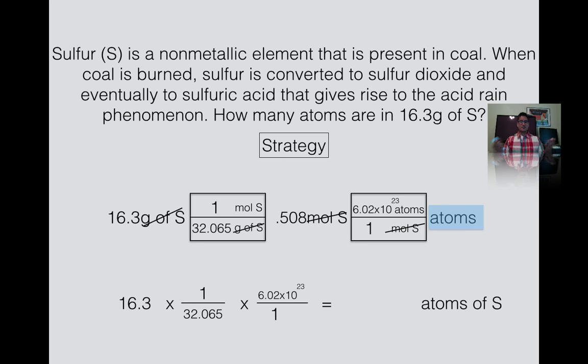All right, so here's the math. Now that I know I'm going to end up with atoms, I know my conversion factors are correct, now I can just do the math, right? This is what the math would look like. I punch this into my calculator, and I end up with 3.06 times 10 to the 23 atoms of sulfur. So that's an enormous amount of atoms that are in 16.3 grams of sulfur.